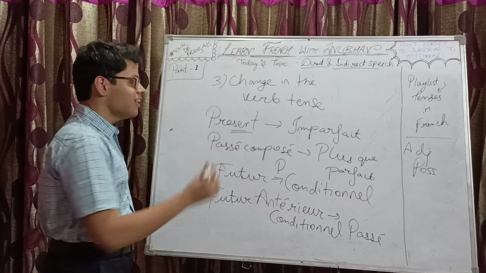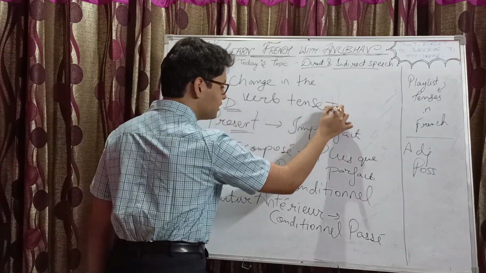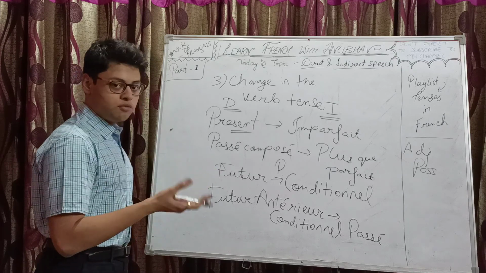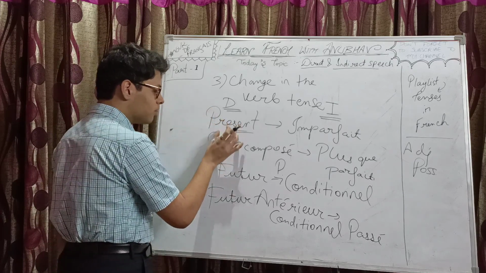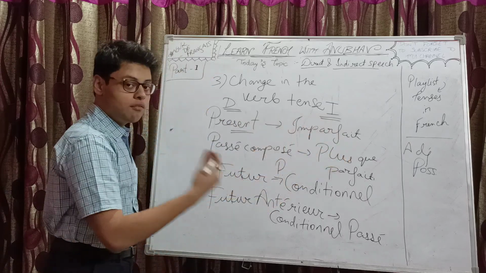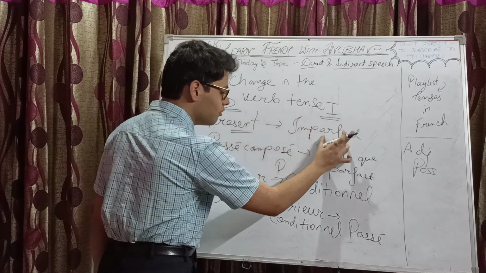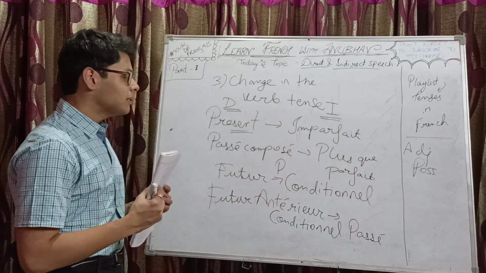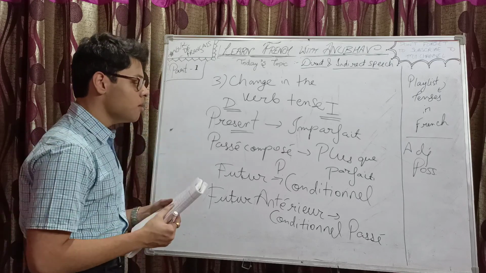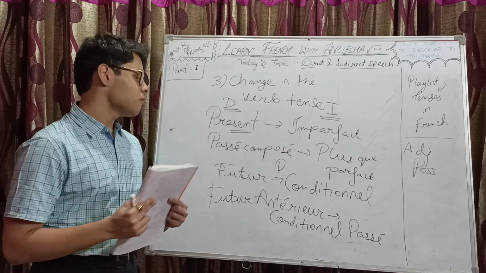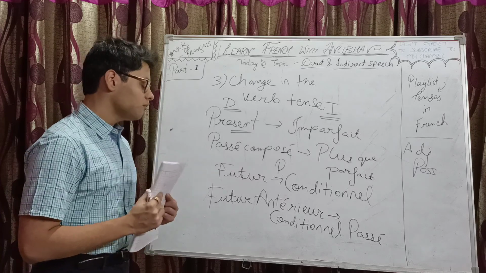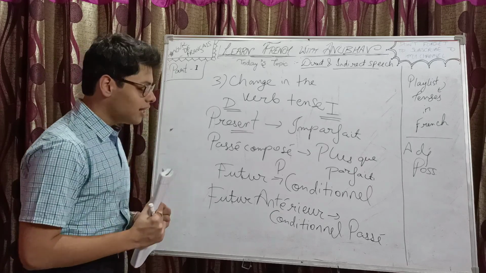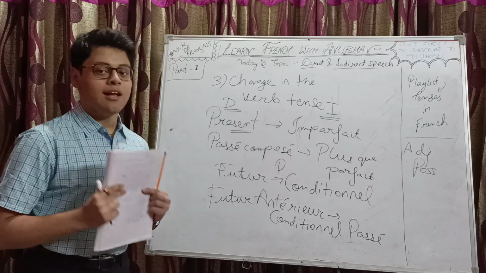When, and mind it, this column is for direct and this column is for indirect. So if in your question you need to go from direct to indirect, then you need to go from this to this. And if you need to revert back from indirect to direct, then from here to here. So present will become imperfect. Similarly, passé composé, the past tense, will become plus que parfait. Okay. Future tense, futur, it will become what? Present conditional. And futur antérieur will become conditionnel passé.